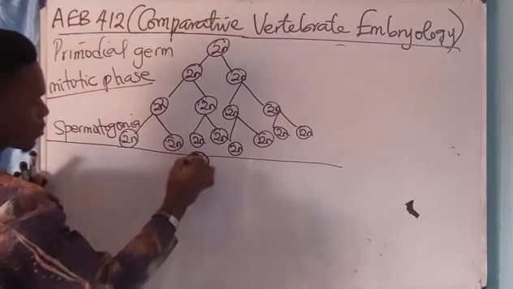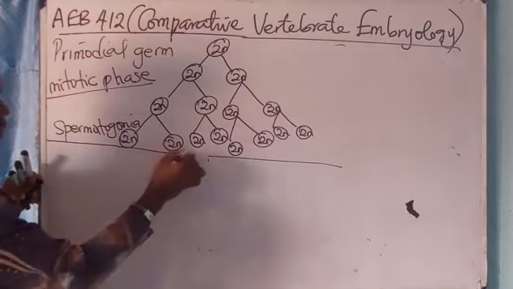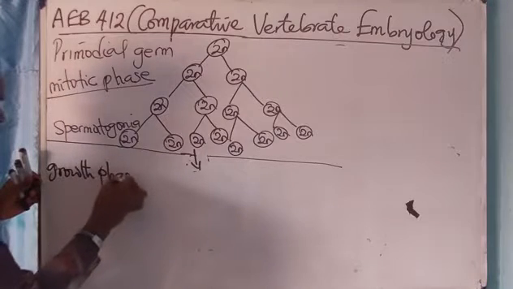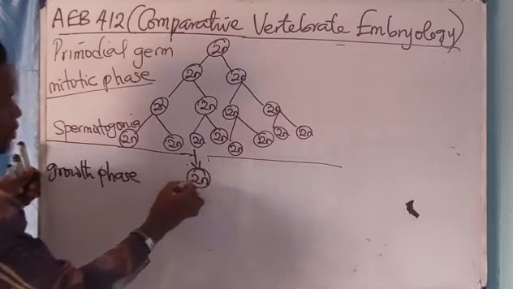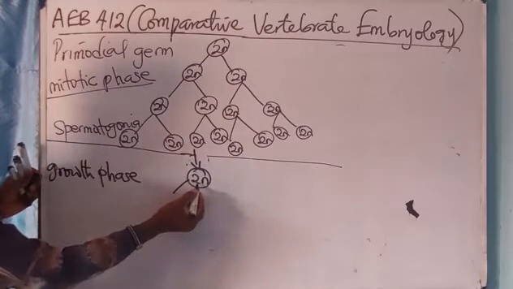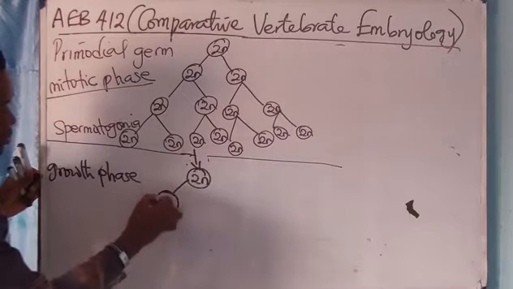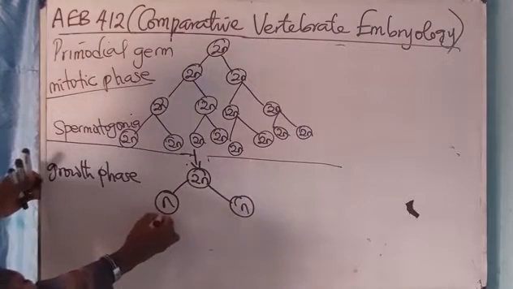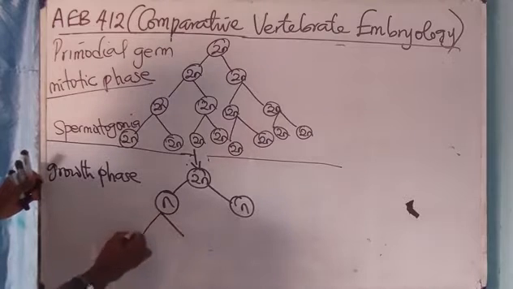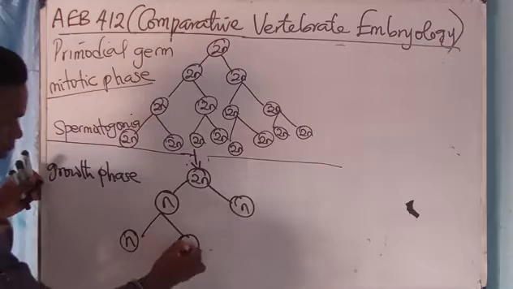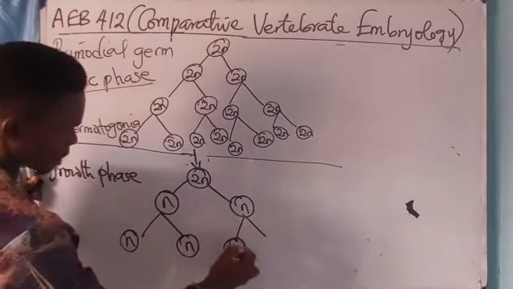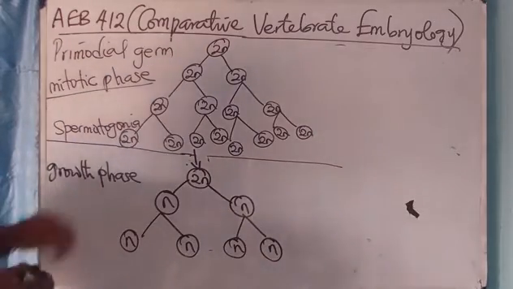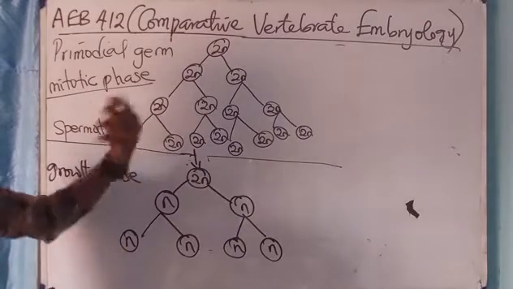Now, under the growth phase, from here like this, you have the growth phase. Now, this diploid entity will produce haploid chromosomes. This haploid chromosome would differentiate and have N, N, N, N, the four spermatids.